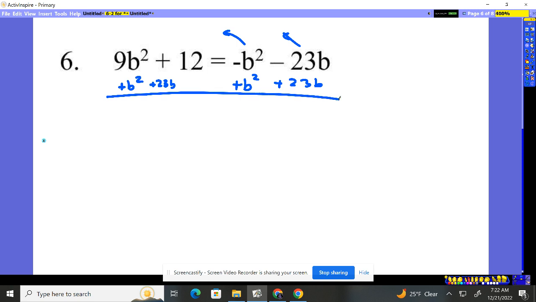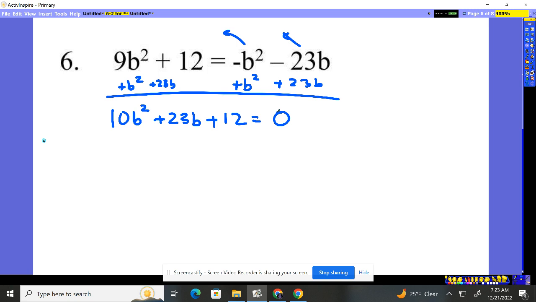So what do we have? 9b squared plus b squared is 10b squared. We have just the 23b. We have the number 12, and it is now set equal to 0. So that's the first step we always have to do: move pieces over so we have the trinomial set equal to 0.